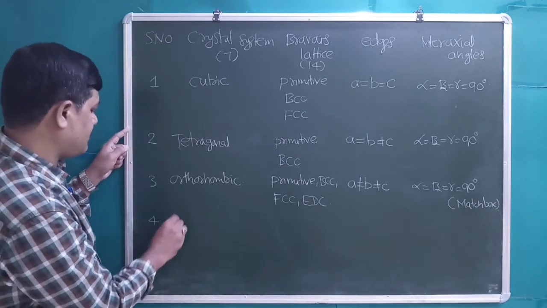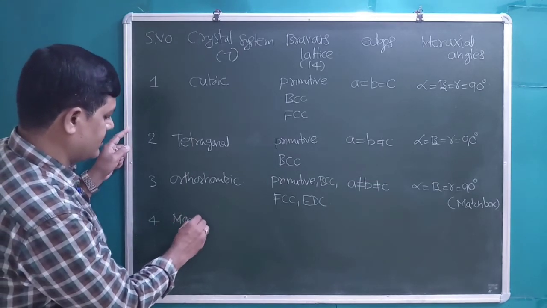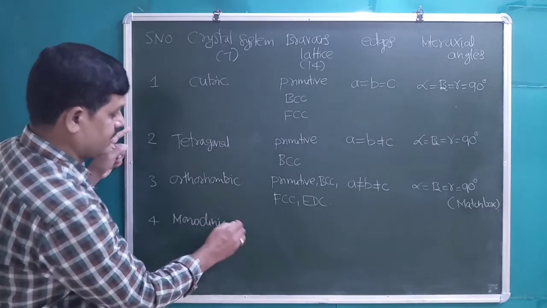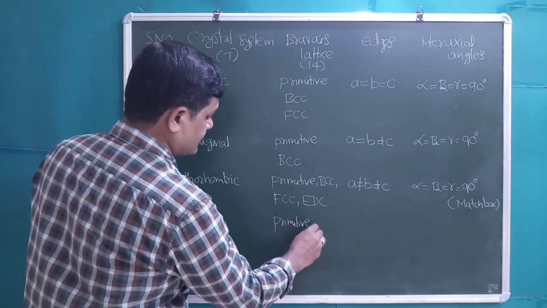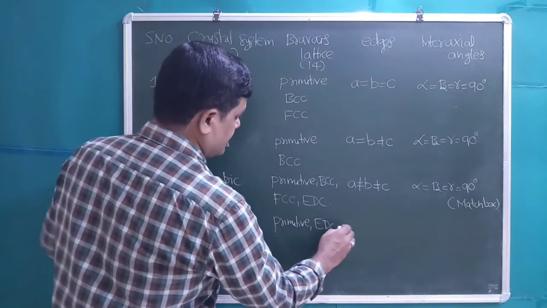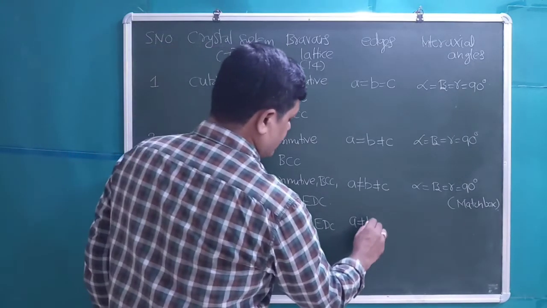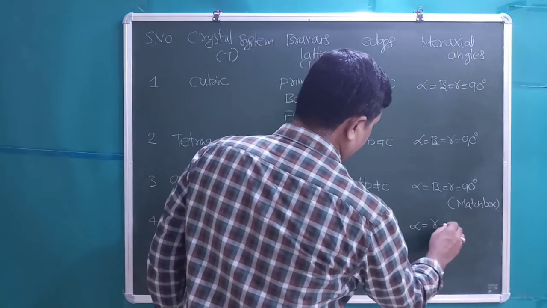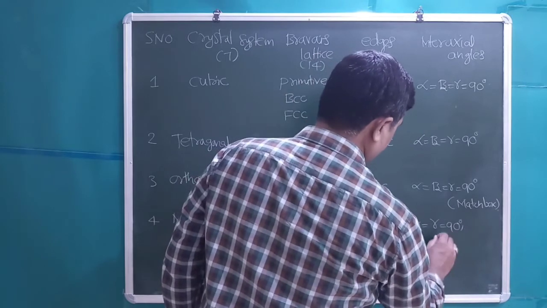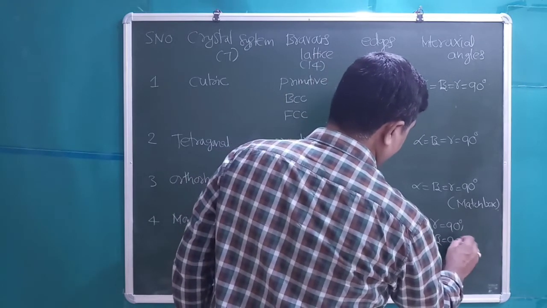And fourth type is monoclinic. 2 variations are there: primitive and end centered. A not equal to B not equal to C, alpha is equal to gamma is equal to 90, beta not equal to 90 degrees.